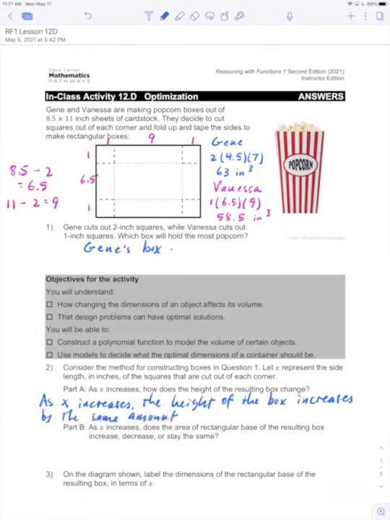There we go. Part B, as X increases, does the area of the rectangular base of the resulting box increase, decrease, or stay the same? So as X increases, the area of the base decreases. All right, part 3. On the diagram shown, label the dimensions of the rectangular base of the resulting box in terms of X. So let's scroll up.